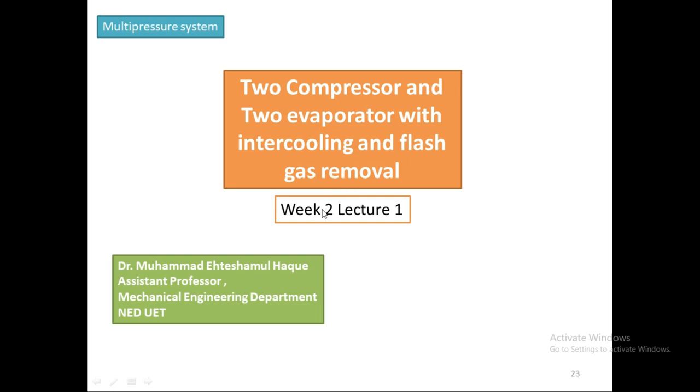Earlier we have discussed two other systems: a single compressor and two evaporator system, and a one compressor and one evaporator system with intercooling and flash tank removal. So this one will be two compressor and two evaporator with intercooling and flash gas removal. We are going to discuss the energy balance equation for this one, look at the schematic diagram and the process diagram of it, then do the mass balance and the energy balance for it, and then solve the numerical example. So let's get started on this one.